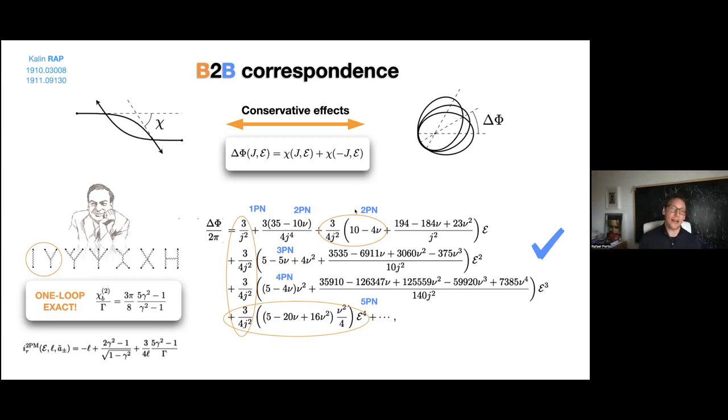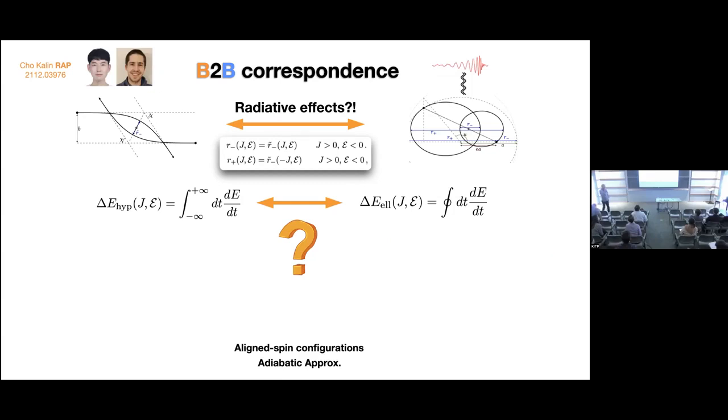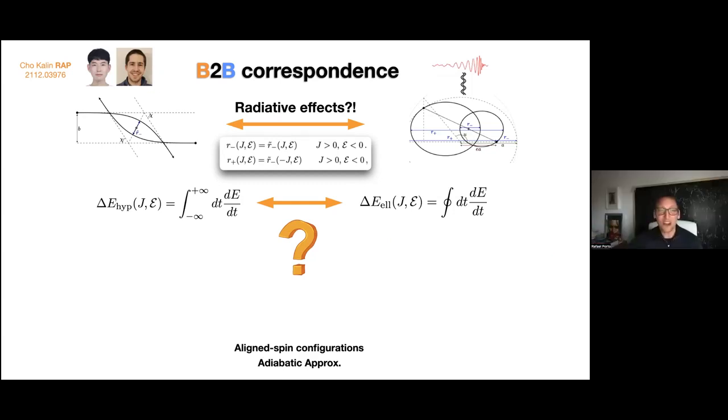And now comes a hard part, and I'm probably running out of time. So I can also go back into the discussion, which is what about radiative effects? Just a little. I have time? Okay, good, you got 2 minutes. So what about radiative effects? Well, if you've been listening, you realize that all you needed to prove this was this relation between the endpoints.